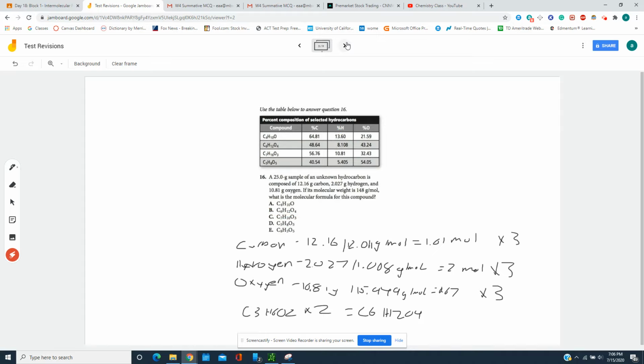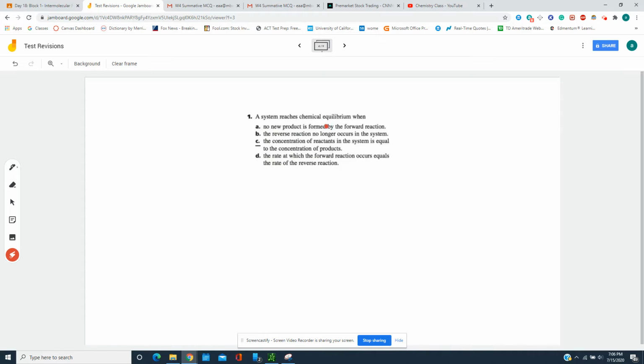Okay, so a system reaches chemical equilibrium when the concentration of reactants in the system is equal to the concentration of products. This is because, as you can probably assume from the word equilibrium, it has something to do with being equal and balanced. So it's just a balance of concentration. Because, as you know, matter can't be created or destroyed; it just takes different forms. So with a chemical reaction, it wouldn't make sense for it to be able to create or destroy something, assuming that nothing is lost.